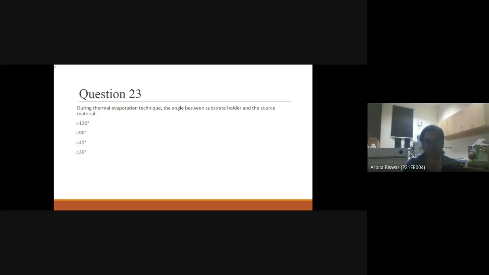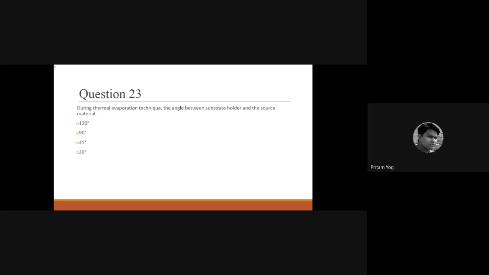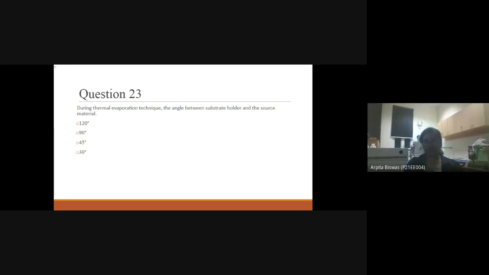At first go through the question carefully. During the thermal evaporation technique, the angle between what? The substrate holder and the source material. What is the angle between them? We put the substrate down and the target is on the above side, so it's 90 degrees. Yes, it is 90 degrees.